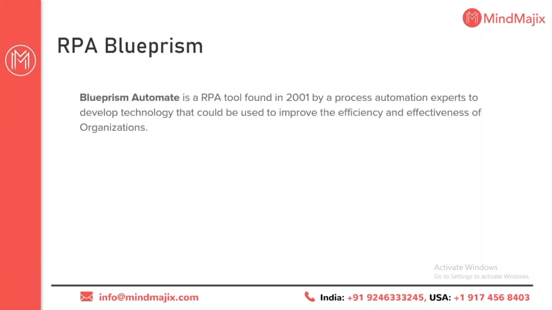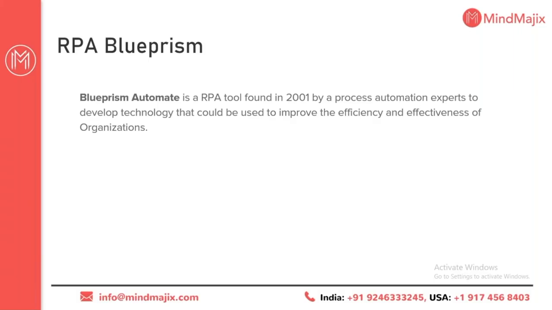Let us step into RPA Blue Prism. Blue Prism was founded in the year 2001 by a set of process automation experts to develop technology that could be used to improve the efficiency and effectiveness of organizations, mainly to improve process automation. Where the back office people really require automation, they are tired of doing the data processing manually. Initially their focus was only the back office, where they recognized an enormous unfulfilled need of automation.